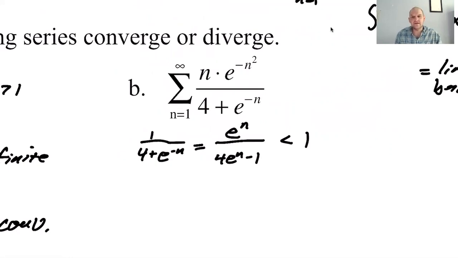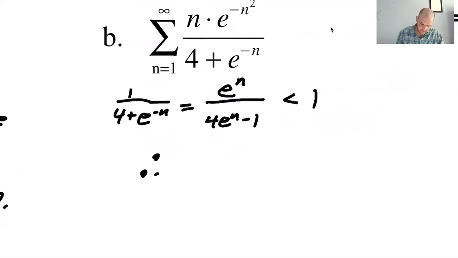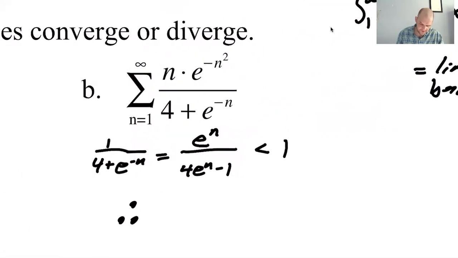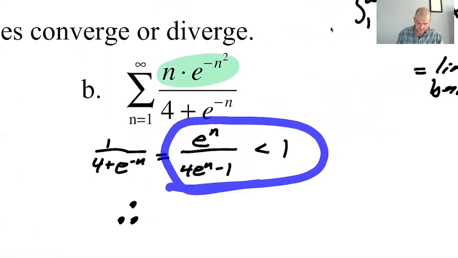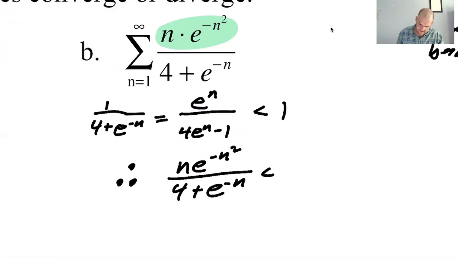I think actually for all n, but it's basically 1/4. So that's less than 1. So why is that useful? That's useful because it means that if I take this whole thing and multiply it by this, that'll give me ne to the negative n squared over 4 plus e to the negative n is less than ne to the negative n squared.